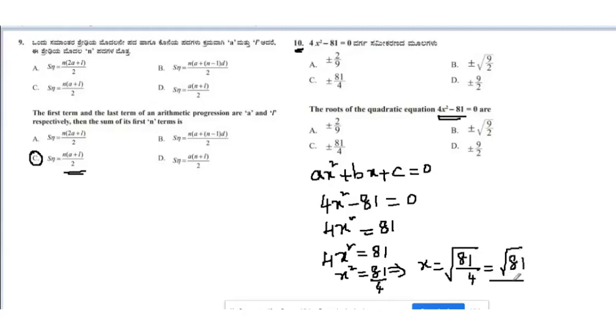Separately I am writing square root of 81 by square root of 4. The square root of 81 is plus or minus 9, and the square root of 4 is 2. So the correct option for this question is D.